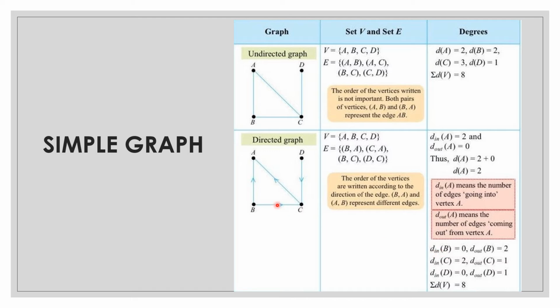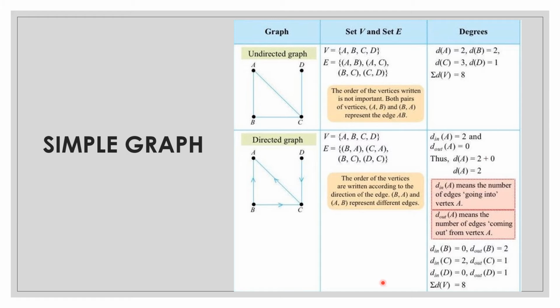For vertex B, how many edges going into? No edges going into, so it's 0. Then how many going out? You can see that it's 2. Then we go to C. How many going in? You can see 2 edges going into vertex C. And how many edges going out? Just 1 edge going out. So degree in is 2 and degree out is 1. Then how about D? How many edges going in? Nothing, so it's 0. And how many going out? Just 1 edge going out, so the degree out is 1.